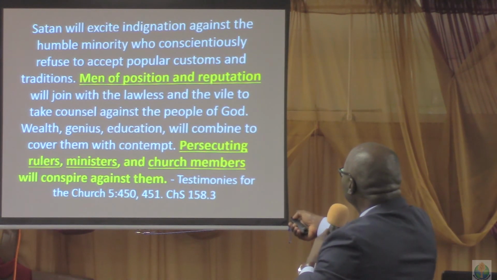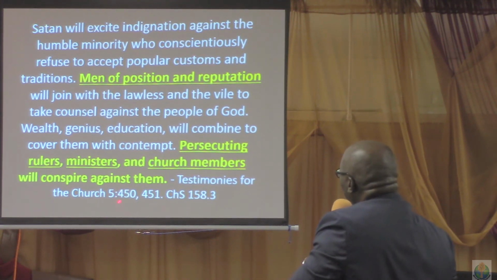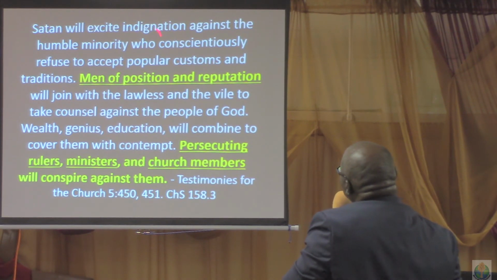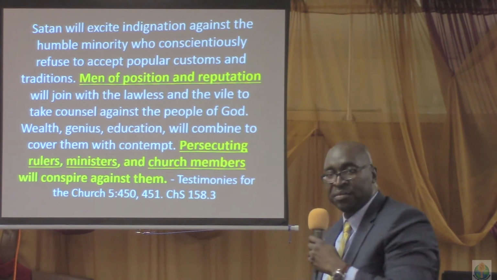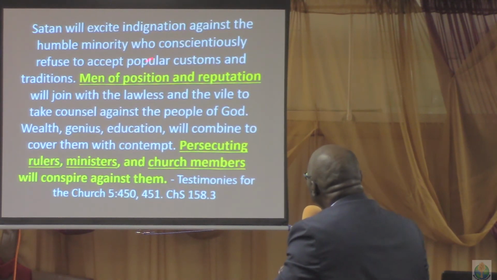Let's look at this one. Not the common people, friends. Testimonies for the Church 5:450. Satan will excite indignation against a humble minority who conscientiously refuse to accept popular customs and traditions. Men of position and reputation will join with the lawless and the vile to take counsel against the people of God. Wealth, genius, education will combine to cover them with contempt. Persecuting rulers, ministers, and church members will conspire against them. So who are the them? Rulers, legislators, men of position and reputation, persecuting rulers, ministers, and church members.